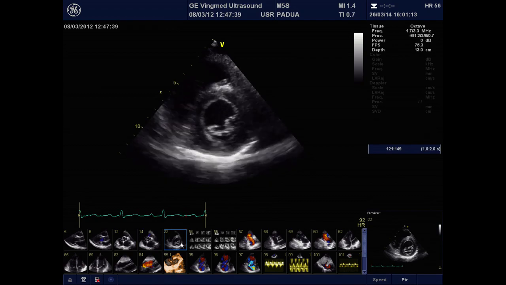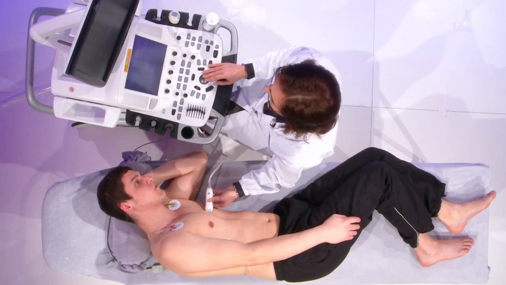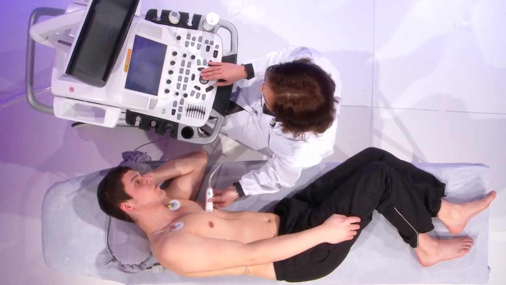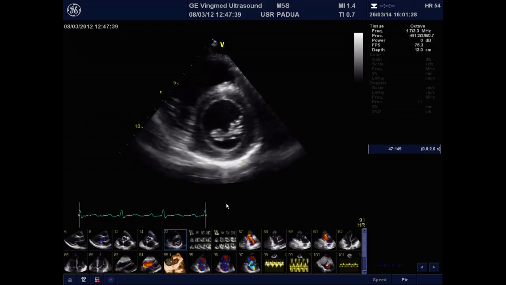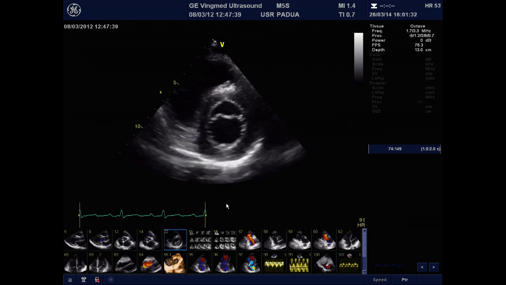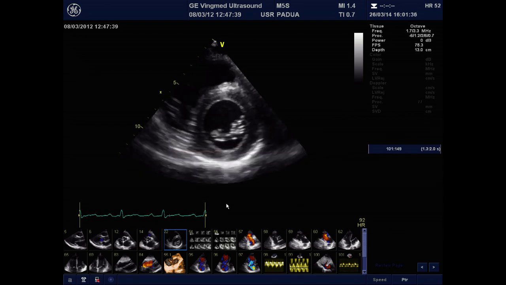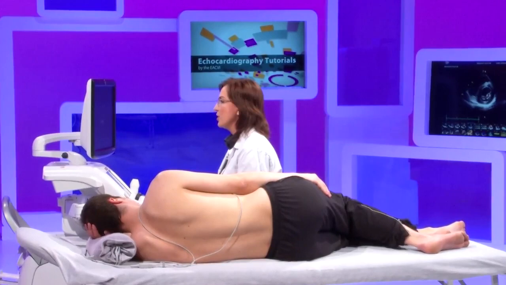Here is the parasternal short axis view of the left ventricle, in which you can appreciate there is a normal regional wall motion of the left ventricle. And this is a patient that has undergone a heart transplantation in 2009, has been well ever since, no symptoms, and this is just a routine examination, 1 year follow-up.